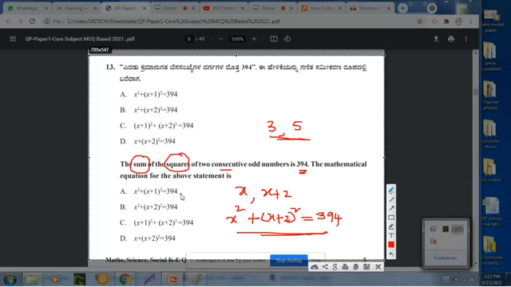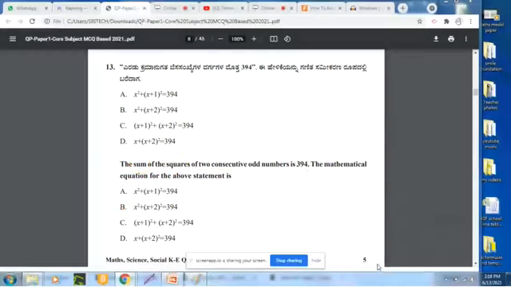Let us see which is the correct option. X square plus x plus 1, this is not the odd number. X square plus x plus 2 whole square is equal to 394, correct. The other two are also not correct. The correct option for this question is B.